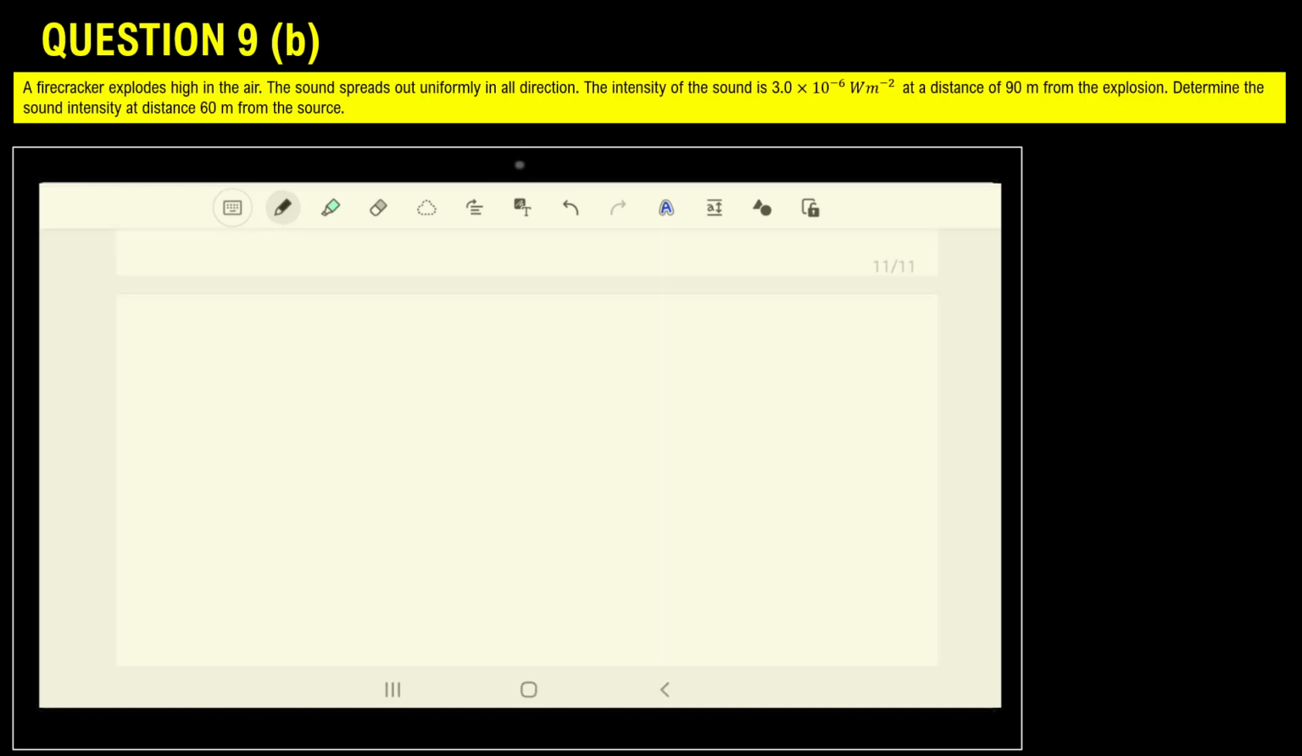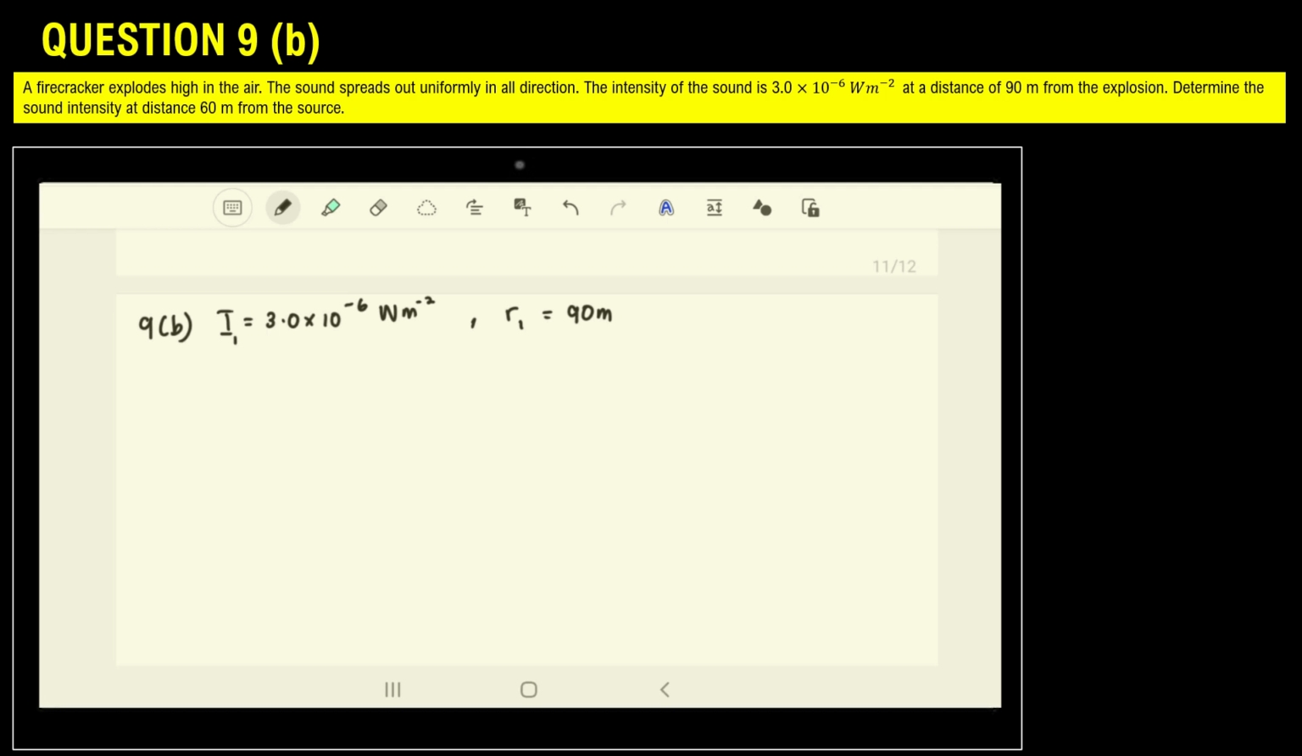Question 9b, we have a firecracker that explodes high in the air. The sound spreads out uniformly in all directions. The intensity of the sound is given, where I is equal to 3.0 times 10 power of negative 6 watt per meter squared at a distance of 90 meter from the explosion. I put it as I1. When the distance R1 is equal to 90 meter, the person will hear the intensity of the sound as 3.0 times 10 to the negative 6 watt per meter squared.